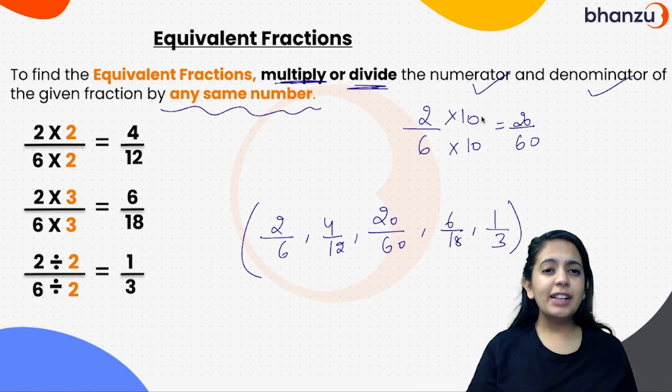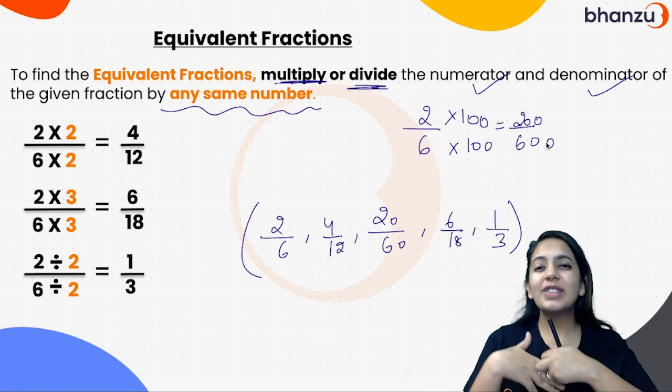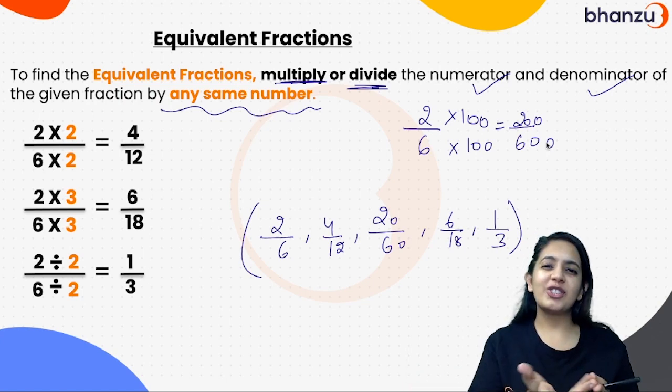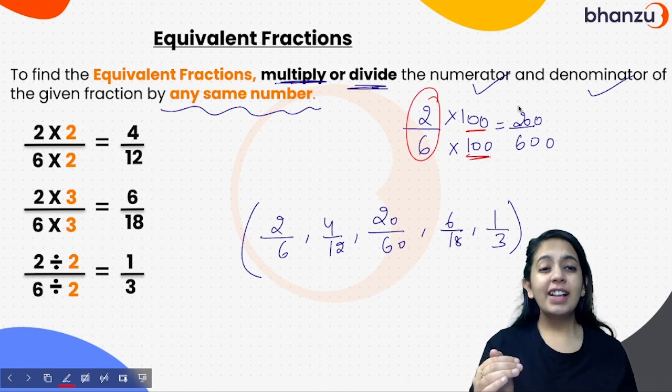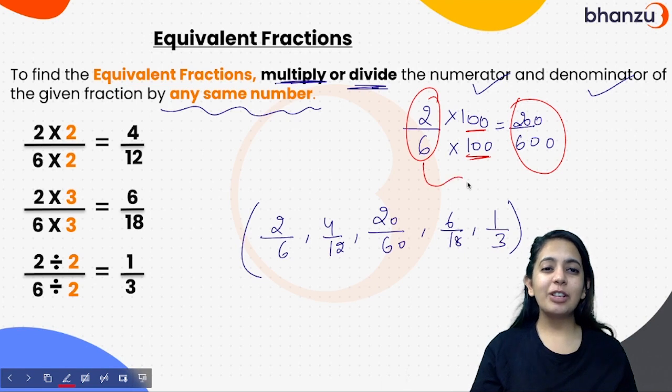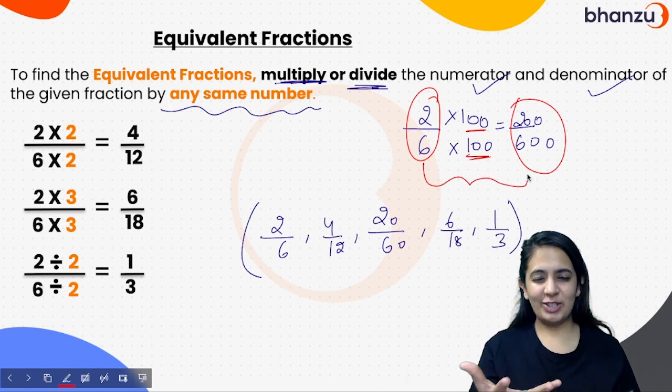And if you wish to multiply it by 100/100, then you will get 200/600. So that is also an equivalent fraction. So basically, if you multiply the same number in the numerator and denominator of the fraction, the result that you're going to get will be equivalent of that fraction.